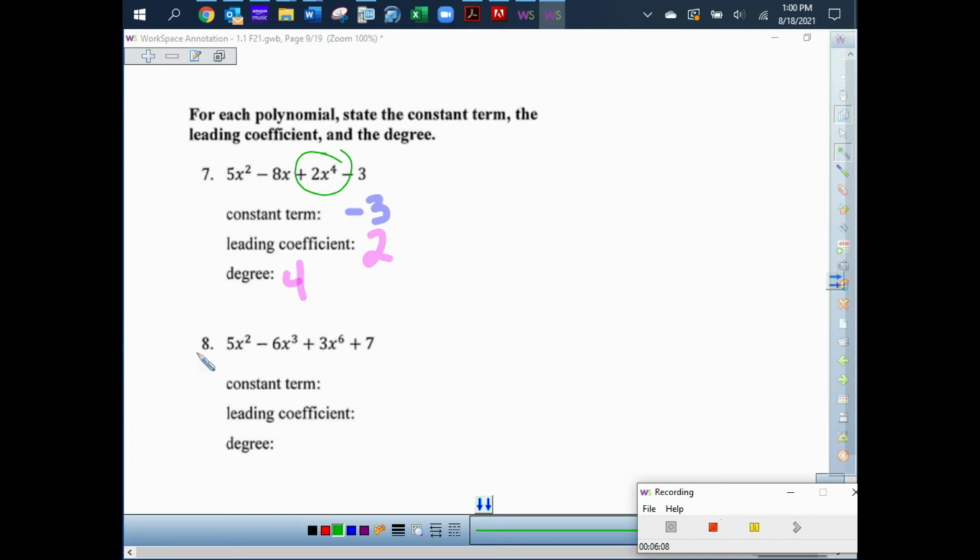I usually do the degree first. How do you feel about Wemo? This is our guy that's going to answer all our questions, right? So what's our degree? 6. Leading coefficient? 3. And constant term? 7. All it takes is practice.